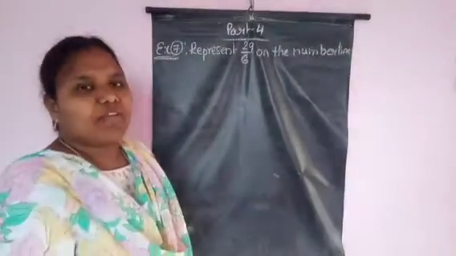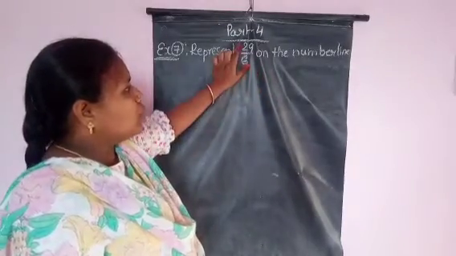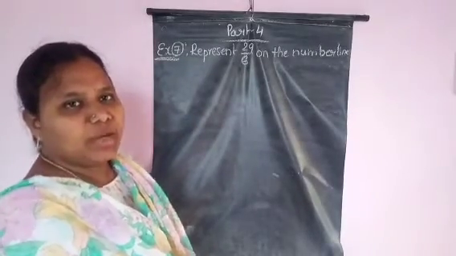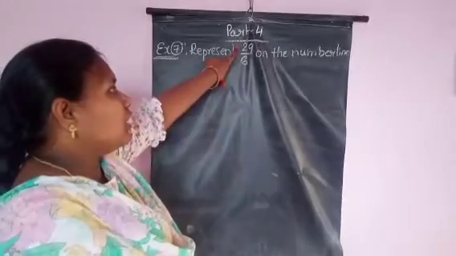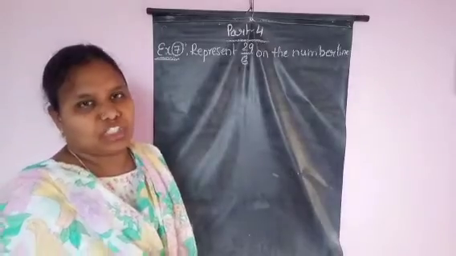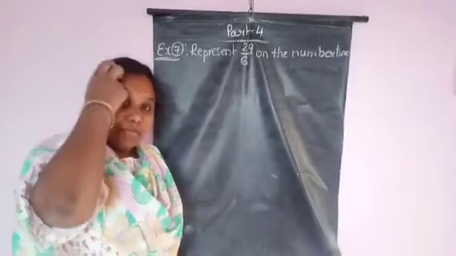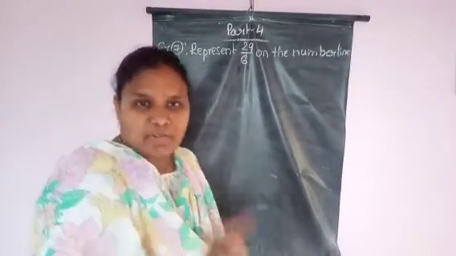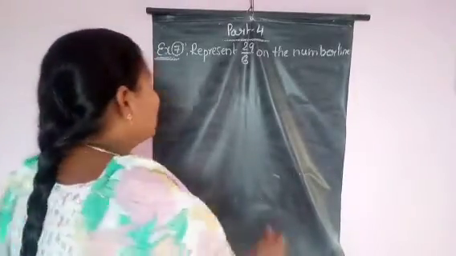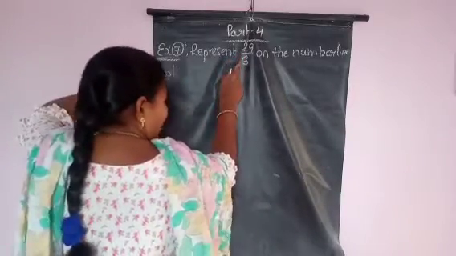Okay, first observe the fraction given here. The numerator is greater and the denominator is smaller. When the numerator is greater and the denominator is smaller, this is called an improper fraction, and we know that every improper fraction is greater than 1. So we can represent this only after 1.